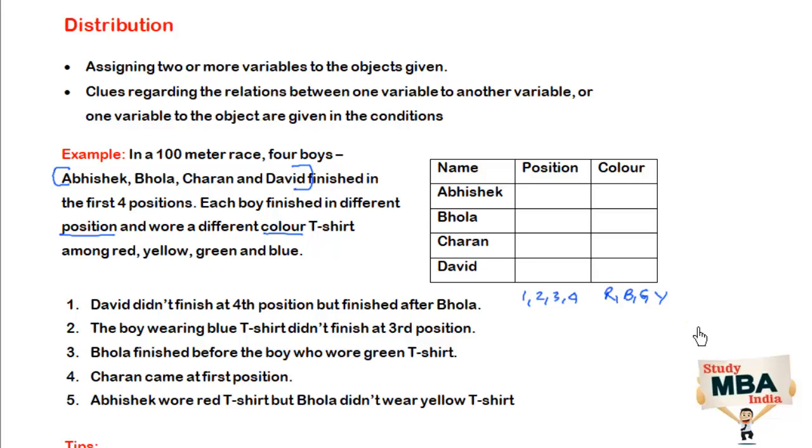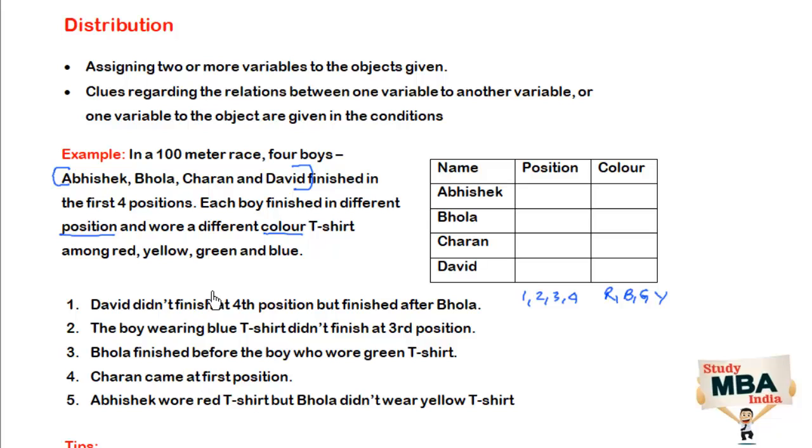Now how do we do that? By using certain conditions which are given in the case list. So using these 5 conditions we come up with the actual assignment of these variables to the given objects. So I hope now the things are clear about what I mean by variables and objects, right? As I explained, there are various clues given in the conditions which have a certain relation between one variable and another, or one variable and the objects.